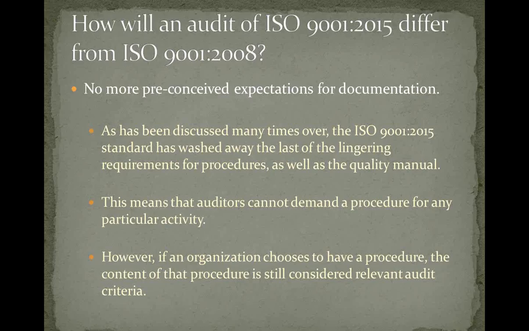However, it also means that if you choose to have a procedure to lend some control or in pursuit of consistency within your audit process, the content of that procedure is still considered relevant audit criteria. Audit criteria is a very broadly defined term, and it includes not just the ISO 9001:2015 standard, but any self-imposed requirements, including quality manuals, procedures, work instructions, etc.